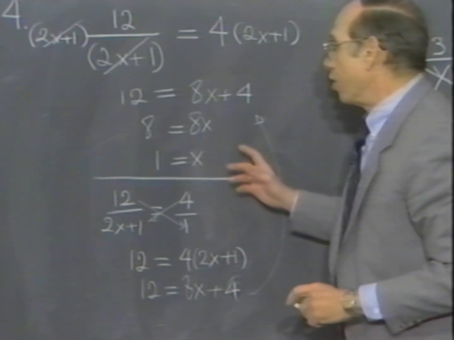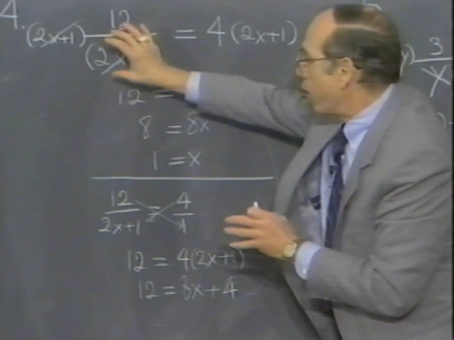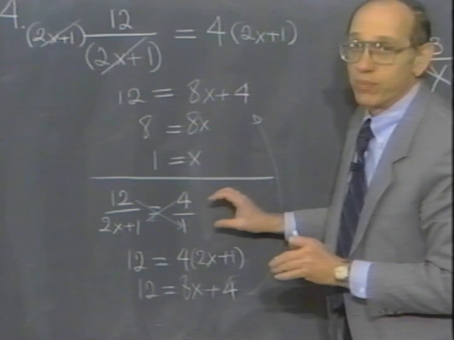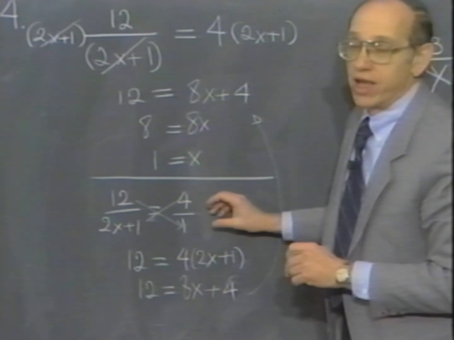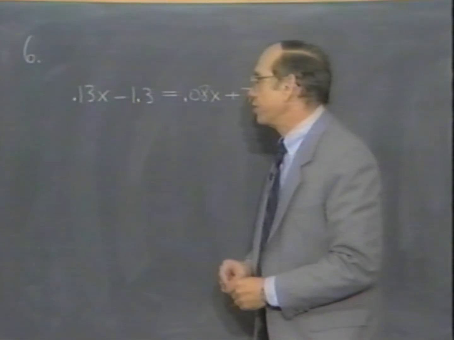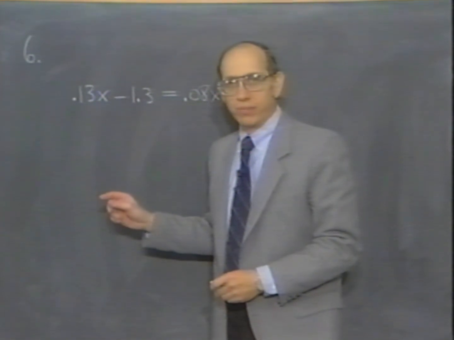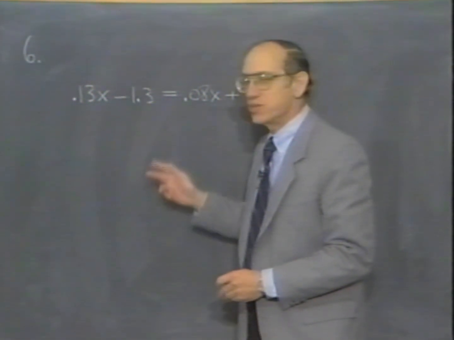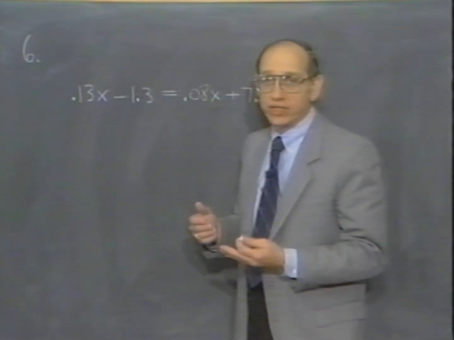So you see, you can always, if you have only one fraction on the left and one fraction on the right, you can always do the problem by cross multiplication, and that's a nice, quick way to do it. Problem 6 doesn't look like a fractional equation, but it really is, because the coefficients in problem 6 are decimals, and decimals are really fractions.